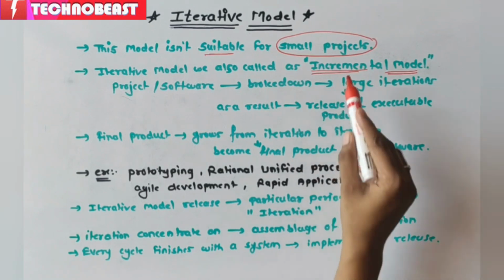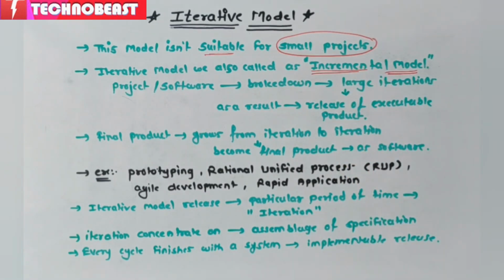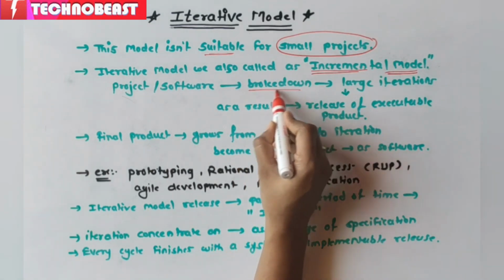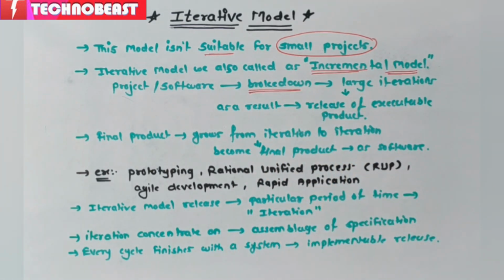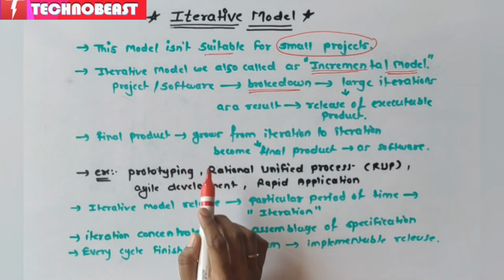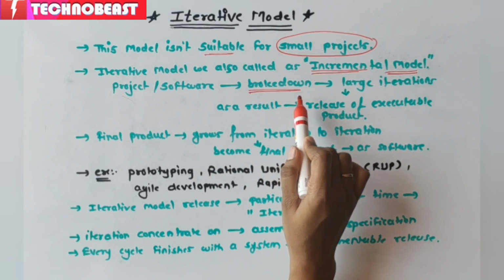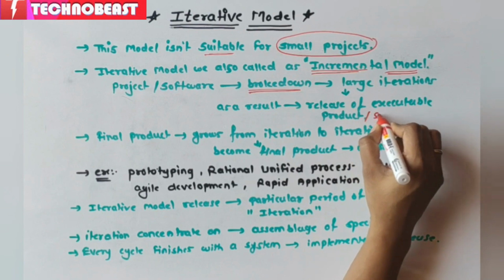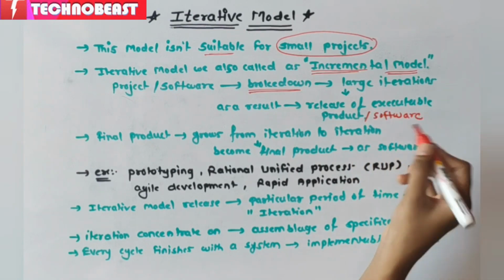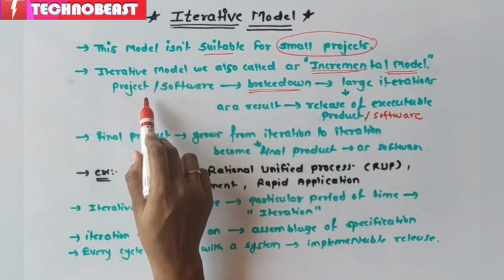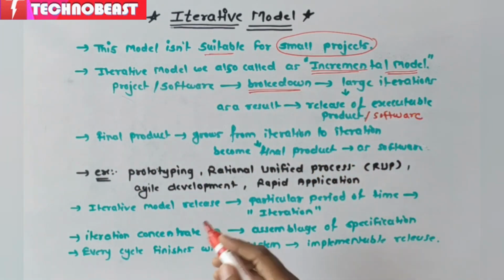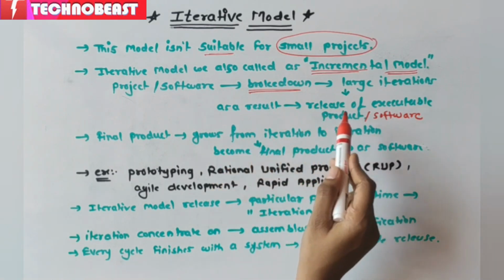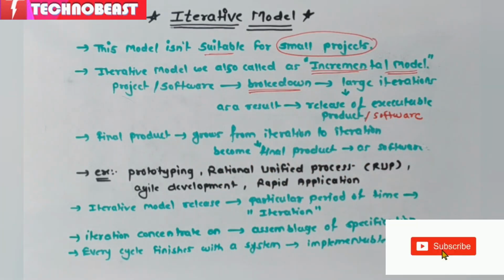Iterative model's other name is incremental model, in which a particular project or software is broken down into a large number of iterations. Okay, means a big project is broken down into a large number of iterations, where each iteration is complete. As a result, there is a release of an executable product, or we can say executable software, so each iteration as a result will be a release of executable product or software.